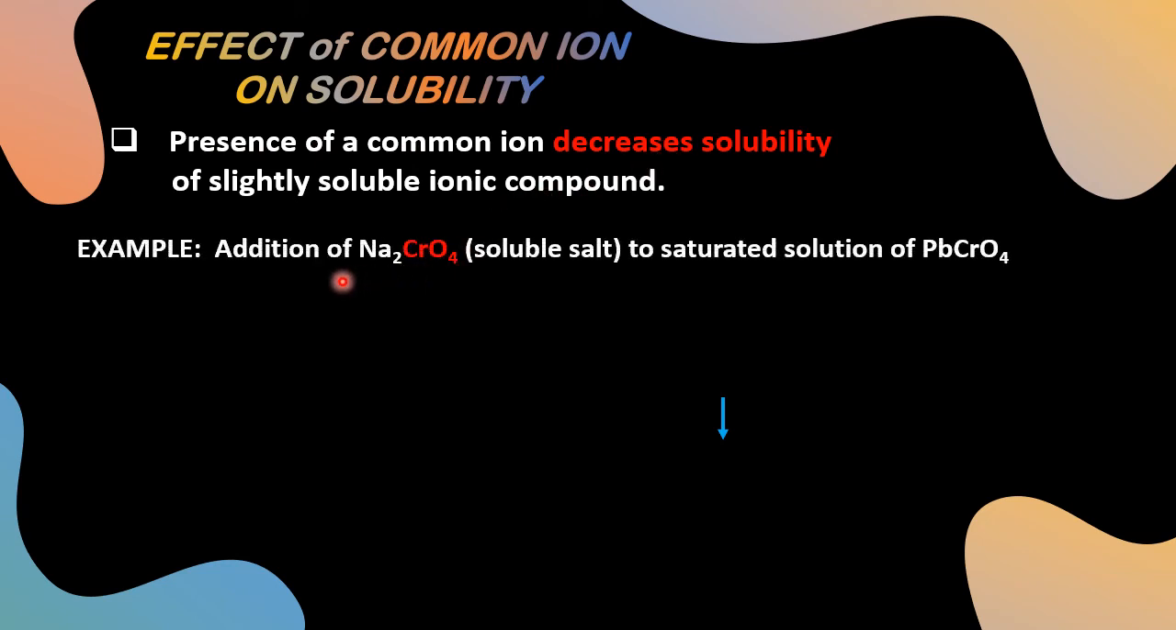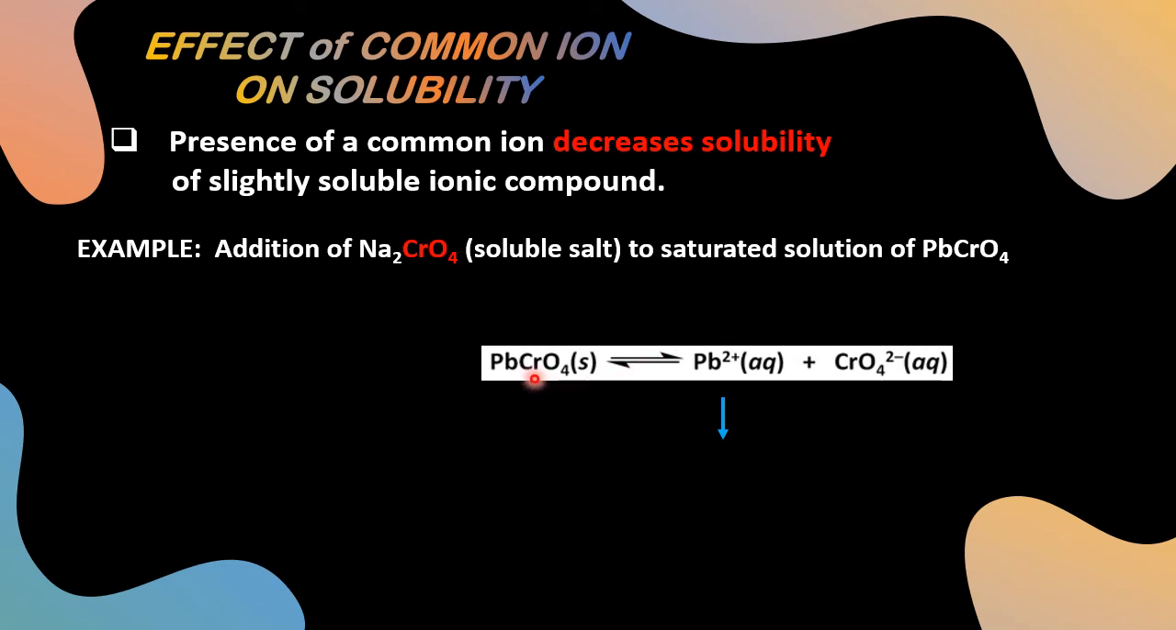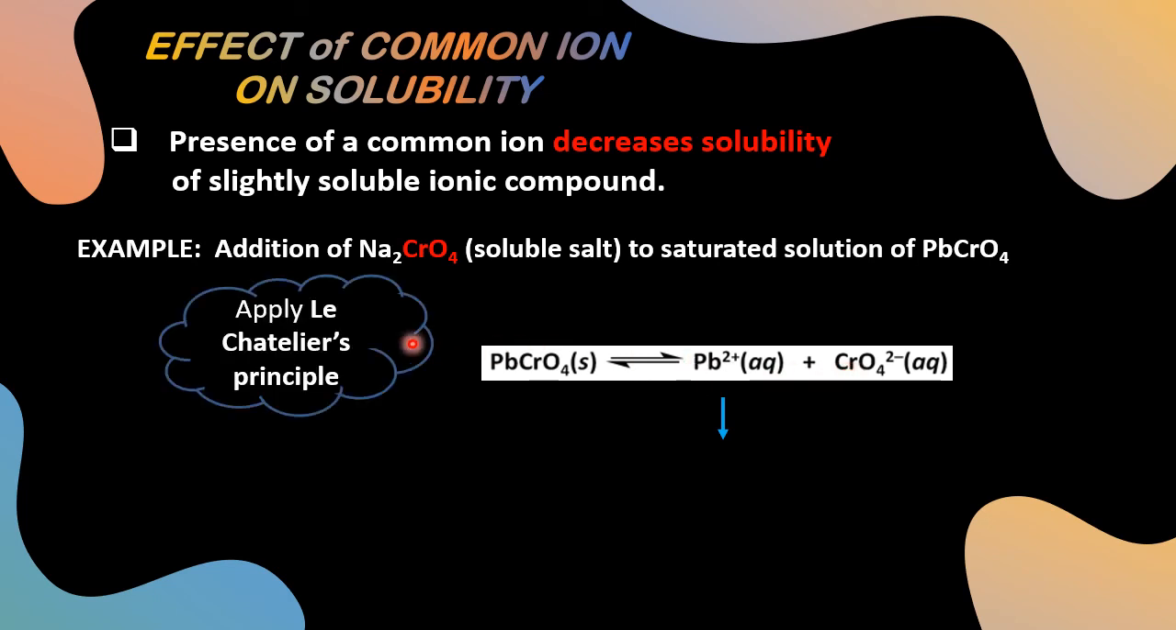For example, the addition of sodium chromate, a soluble salt, to a saturated solution of lead chromate. So we can represent the lead chromate with this equation. It dissociates to form the lead ion and chromate ion. And then we have to apply the Le Chatelier principle. When the sodium chromate is added, what happens? The concentration of the chromate ion increases. So the system will shift to the left.